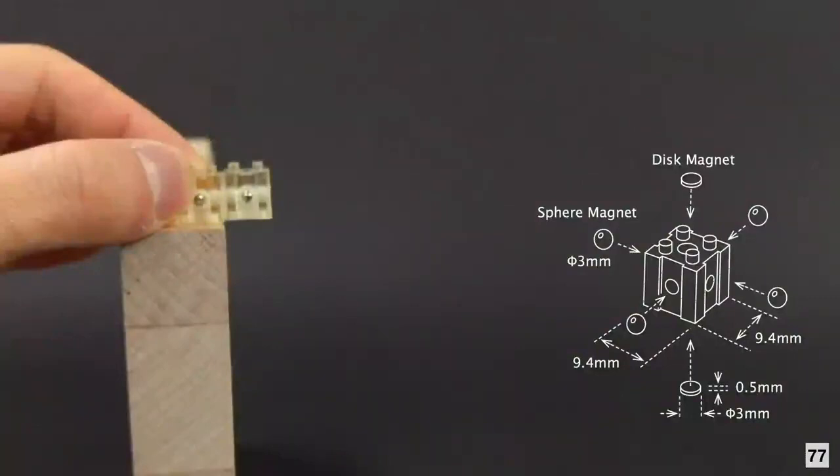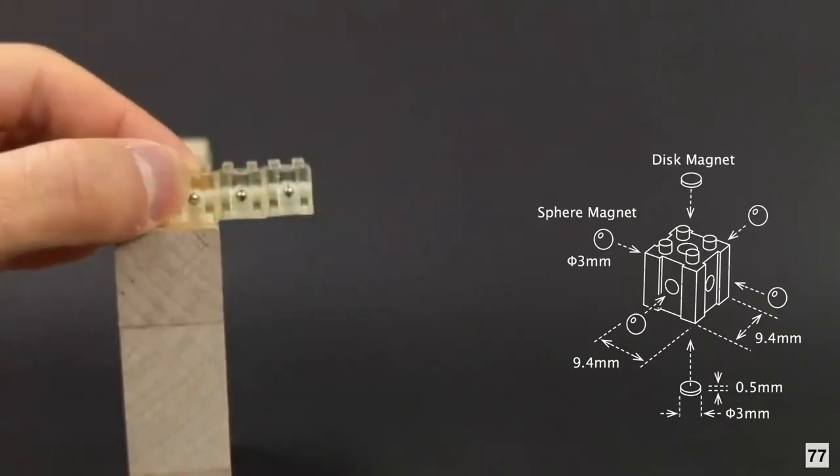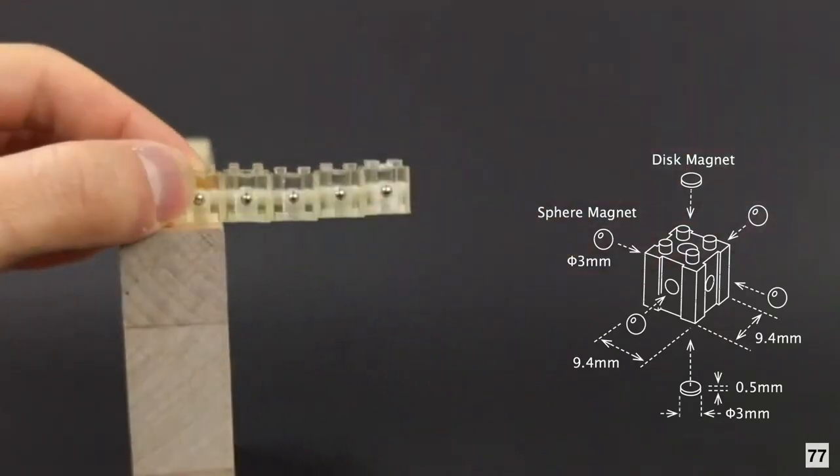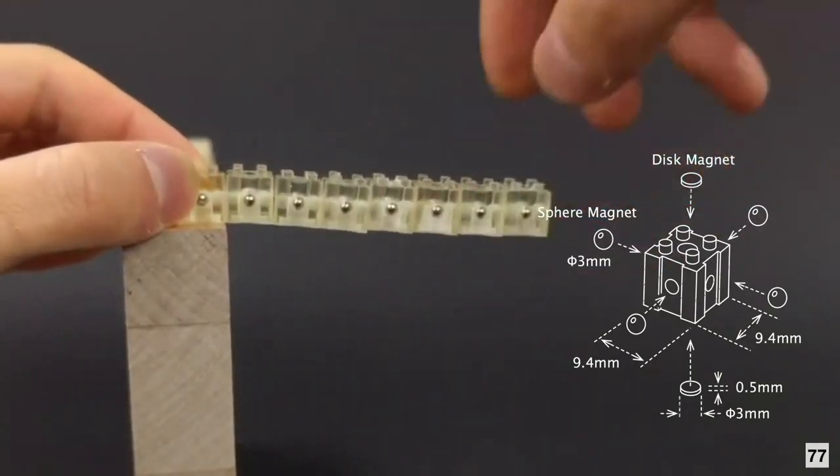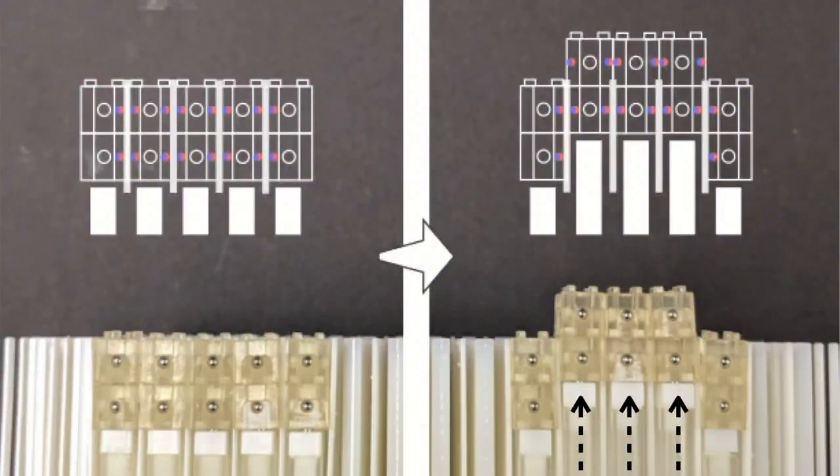And for the blocks, we used 3D printed blocks and embedded sphere magnets inside them. So the blocks can connect and disconnect in horizontal ways. And then by pushing up selectively, computationally, these blocks can come up from the surface to make an object layer by layer.